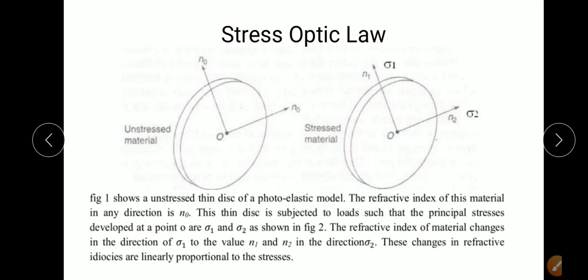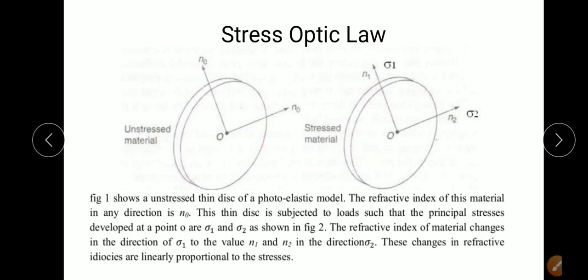Here you can see there are two discs. They are optical elements. Actually, it's not two discs, it's one disc with two conditions. One condition is the unstressed condition, meaning no load is applied and there is no stress on the disc. But for the other disc we are going to apply some load, so it is a stressed material, meaning we are going to apply some stress over that material.